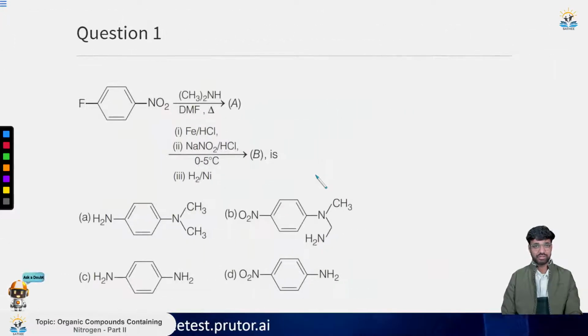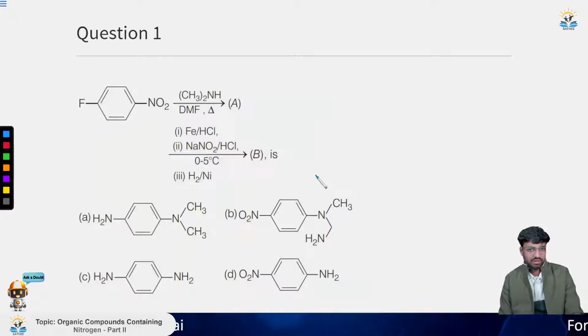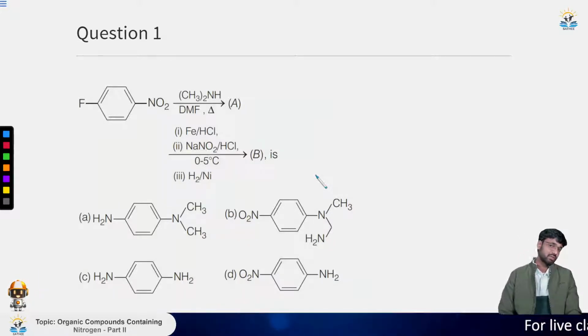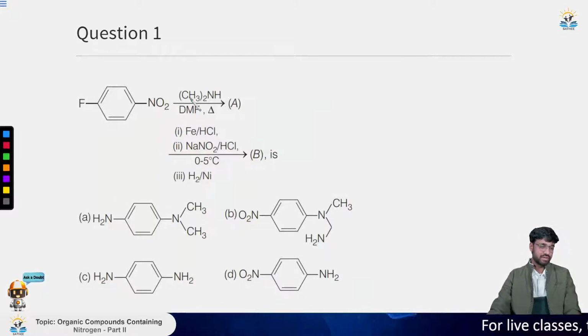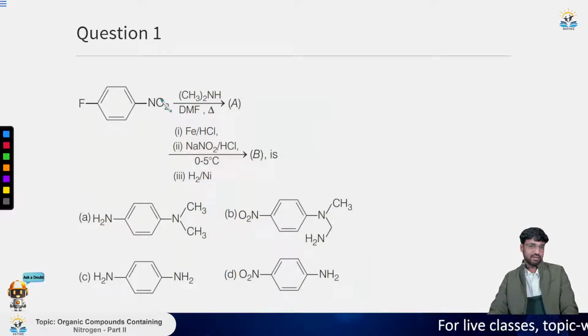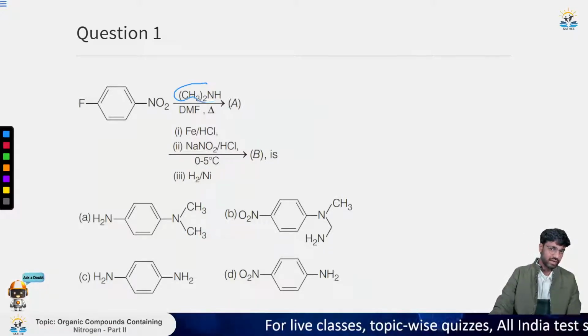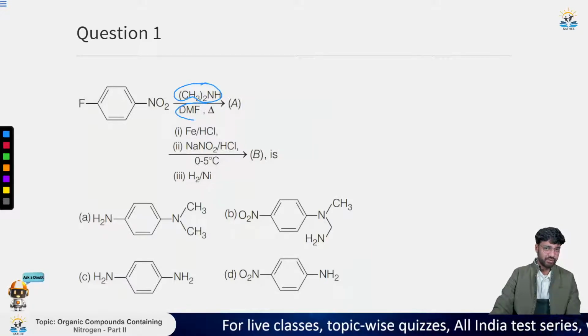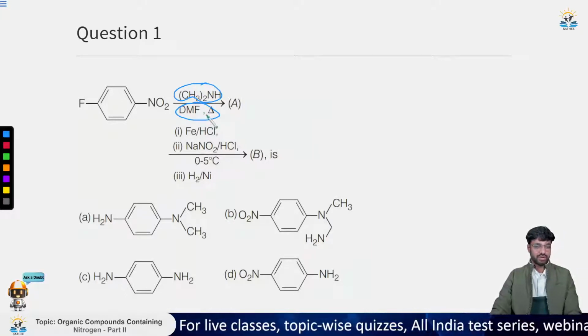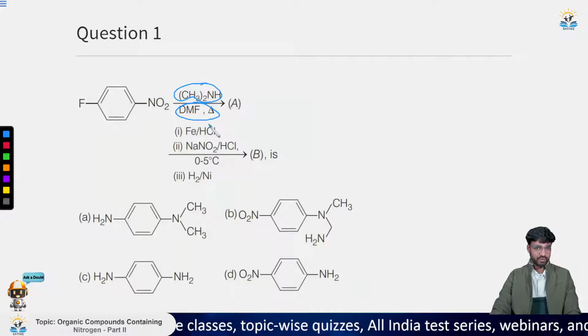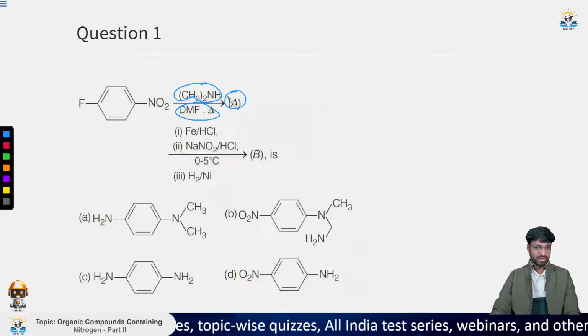Now let us see some questions. I have some interesting questions for practice, so let us do them. The first one says that we are taking a fluoronitrobenzene, plus we are taking CH3 NH, in the presence of DMF and heat. What should be the product A?